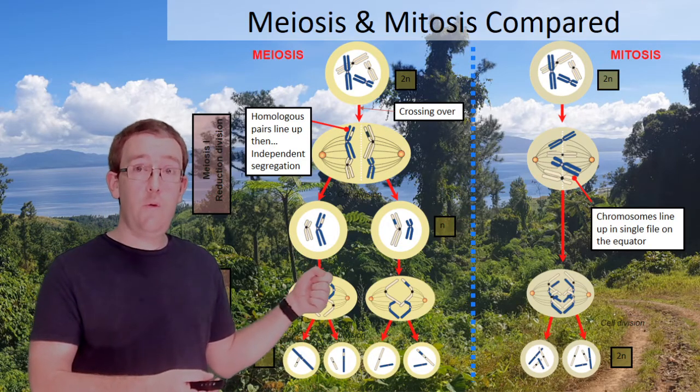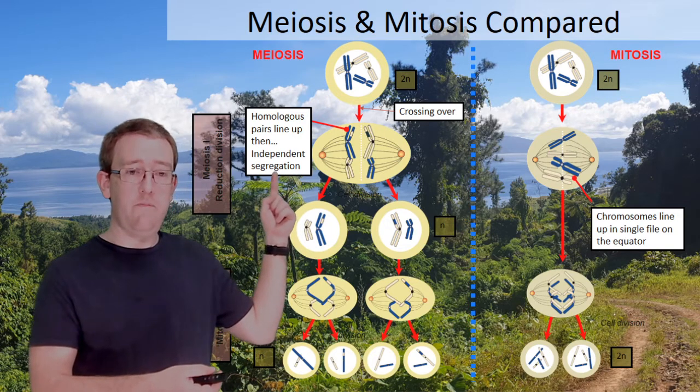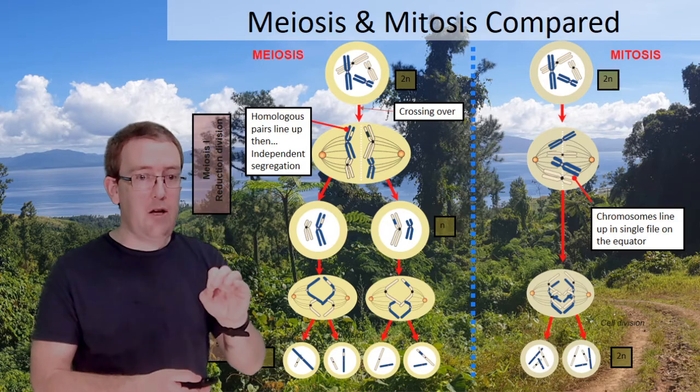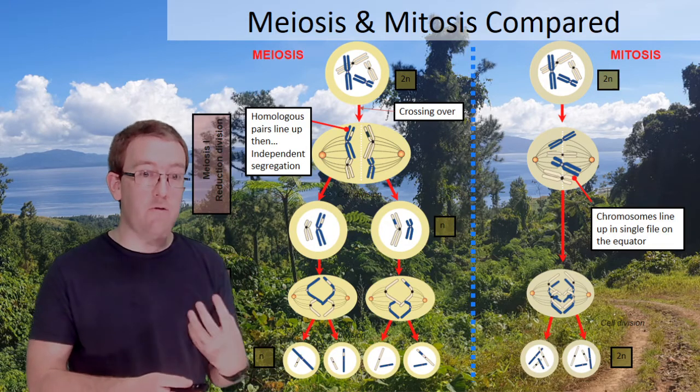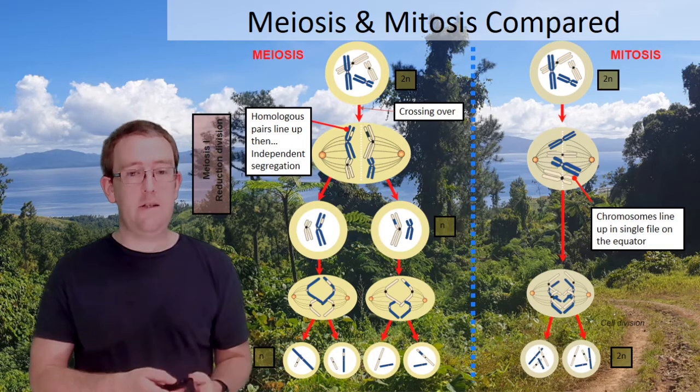And those 2 points where variation comes in are here: independent segregation and a process called crossing over. And that is where the variation that makes every sexually reproducing organism unique from every other comes in. And that is the subject of the next video.